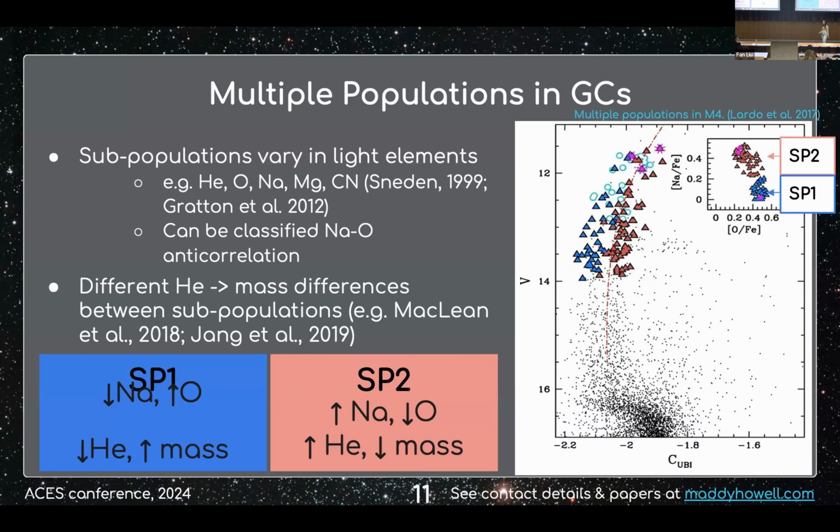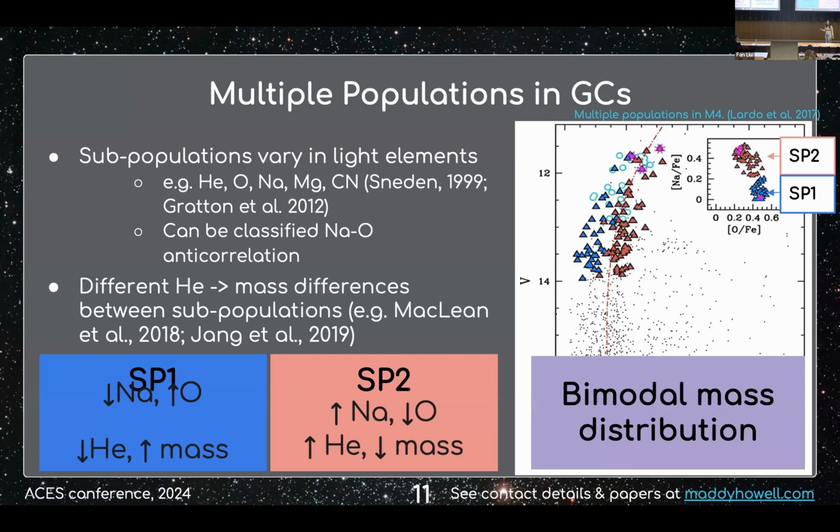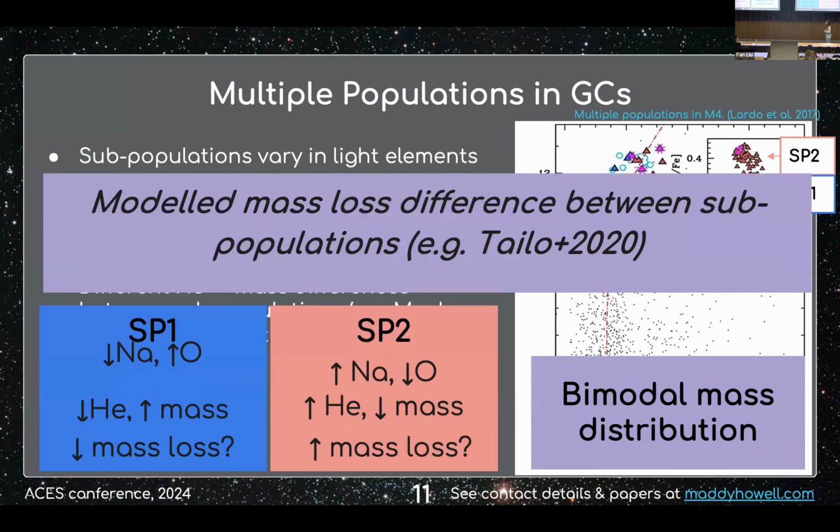Because of this, we expect to see a bimodal mass distribution when looking at the masses in different evolutionary phases. Something else that's theorized is mass loss differences between the subpopulations. So some models have shown that SP1 stars will have less mass loss compared to SP2 stars. And this is something that I wanted to test with my asteroseismic mass distributions.